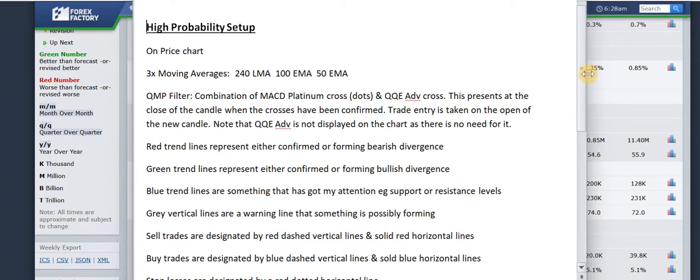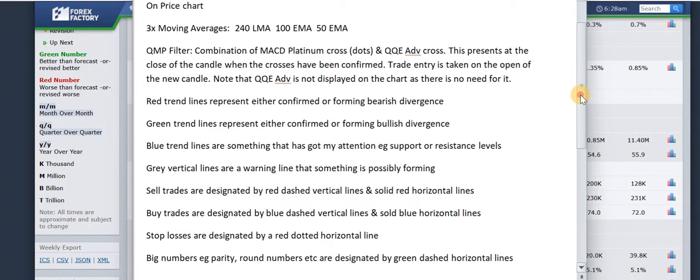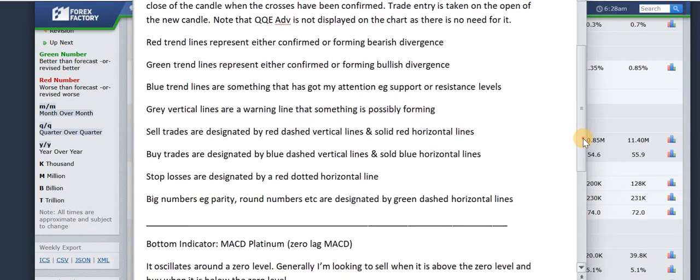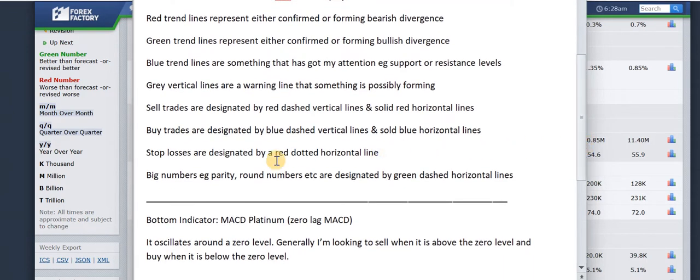Red lines are obviously bearish. Green lines will be bullish. Blue trend lines are something that's got my attention, or there's something of interest. Grey vertical lines are just a warning line that something is possibly forming, so it's just more of a heads up. Sell trades are normally in red, buy trades are in blue, stop losses are designated by a red dotted horizontal line. Big numbers like parity, round numbers, big support levels are in a green dashed line.